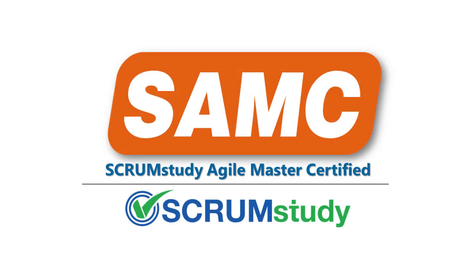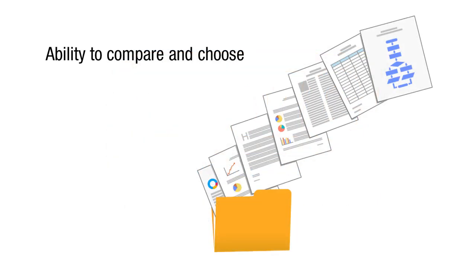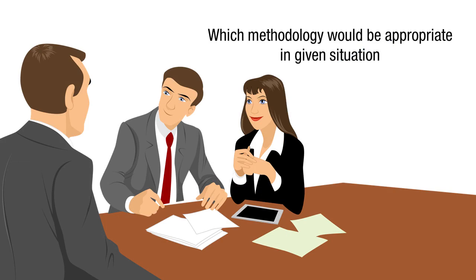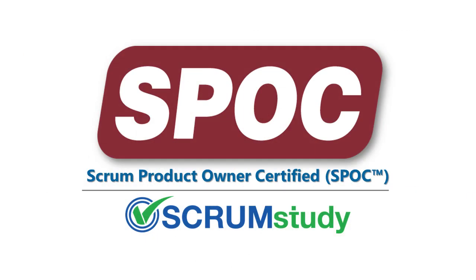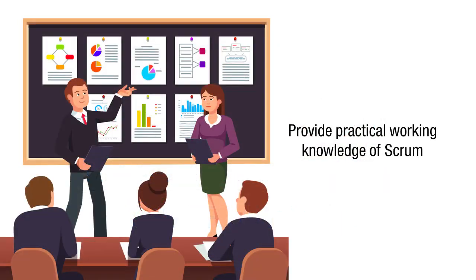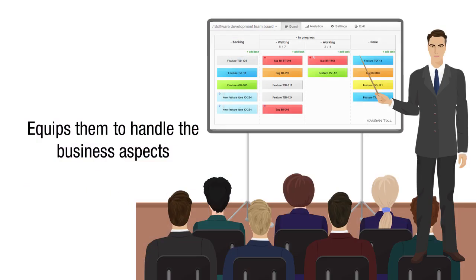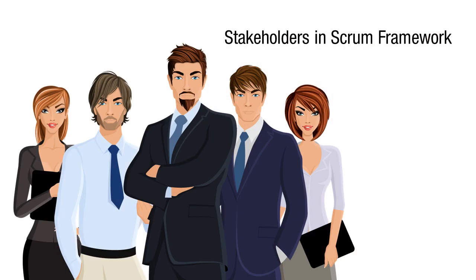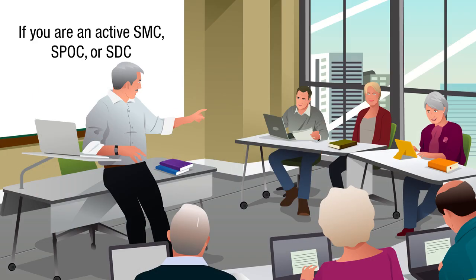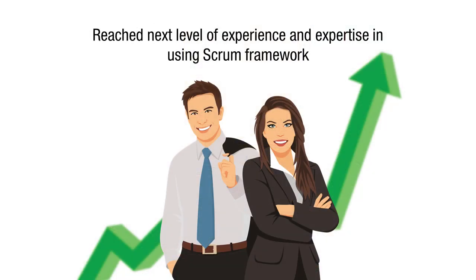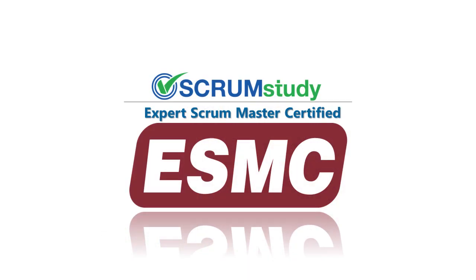SCRUMstudy Agile Master Certified, or SAMC, provides the participants with the ability to compare and choose which methodology would be appropriate in a given situation. The Scrum Product Owner Certification, or SPOC, is designed to provide professionals with a practical, working knowledge of Scrum that equips them to handle the business aspects and stakeholders in a Scrum framework. If you are an active SMC, SPOC, or SDC who has reached that next level of experience and expertise in using Scrum framework, elevate your career even further by earning the ESMC credentials.